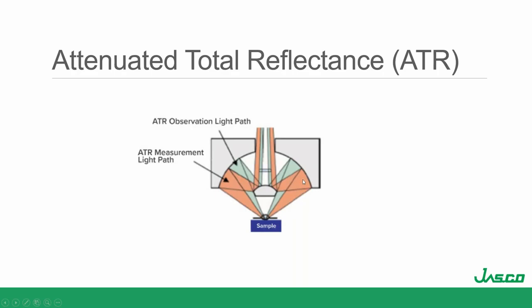Next is attenuated total reflectance. Again, you have light bouncing off of a primary mirror onto a secondary mirror, and it hits an ATR crystal, and then bounces back through. The crystal is in contact with the sample. The penetration depth of ATR is fairly low, anywhere between 800 nanometers and 1.5 microns.